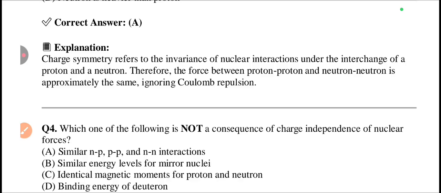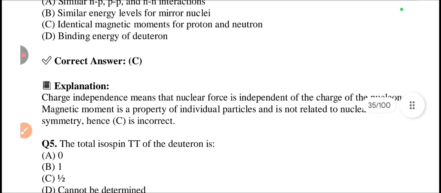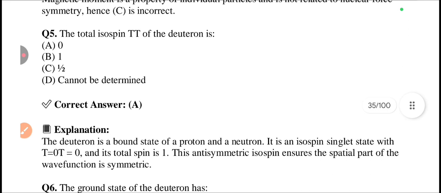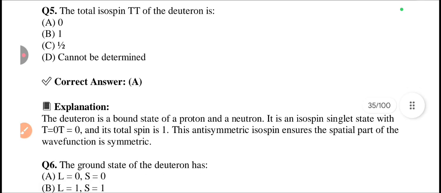Identical magnetic moments for proton and neutron. The total isospin T of the deuteron is 0. Deuteron is a bound state of proton and neutron. It is an isospin singlet state with total isospin T equals 0 and its total spin is 1.